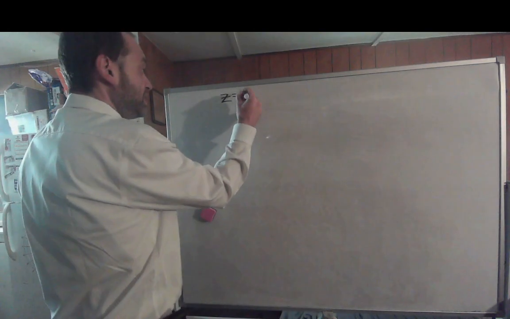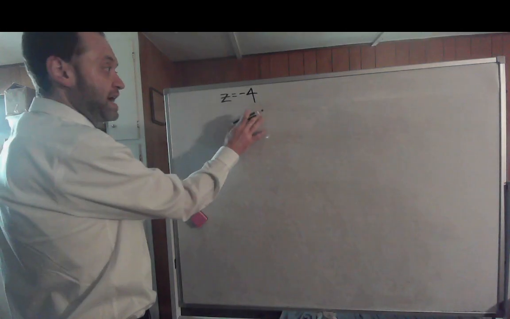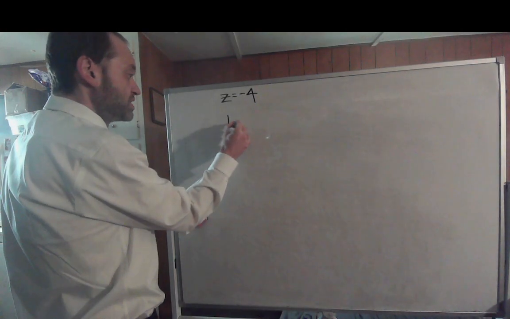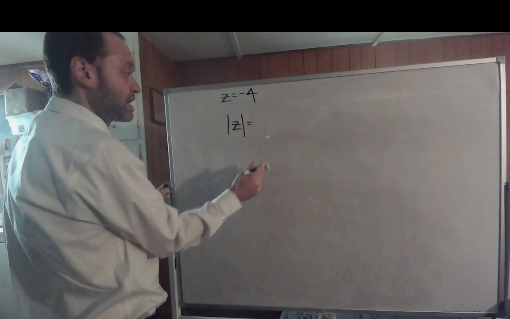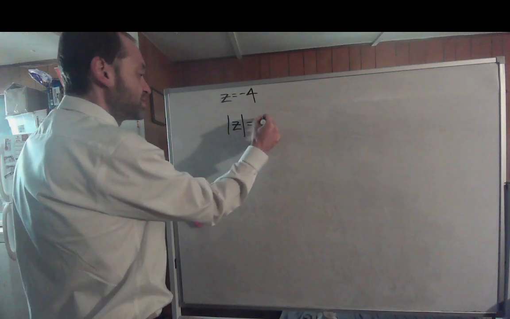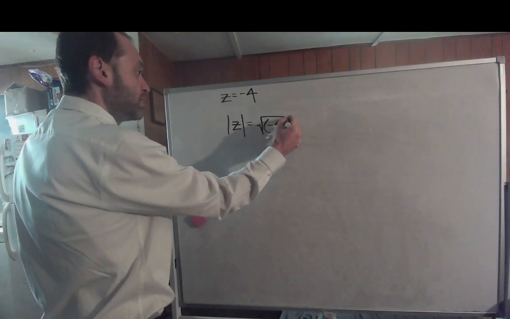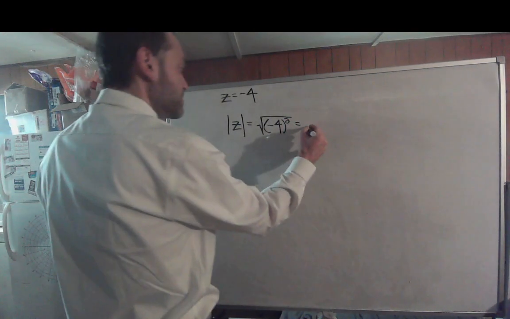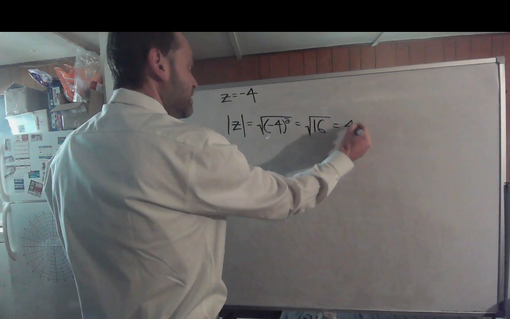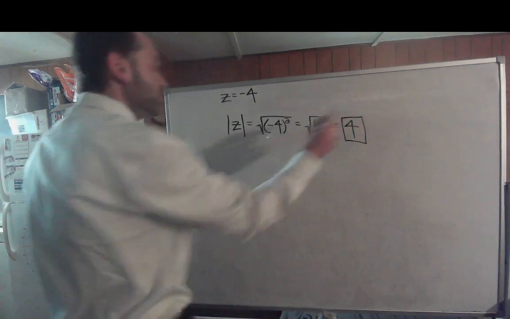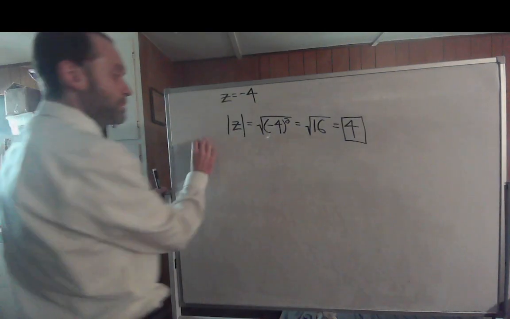Alright, z equals negative 4. So we have a real number, but we're still going to do it with the method of finding the absolute value for a complex number. So you'll just take the square root of that negative 4 squared, which would be the square root of 16, which would be 4. So the absolute value of negative 4, of course, is 4.